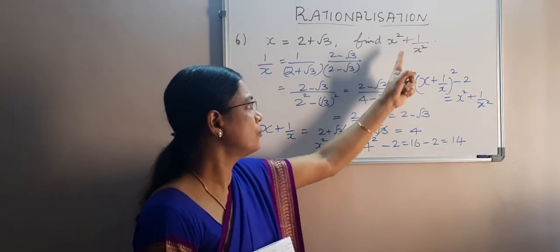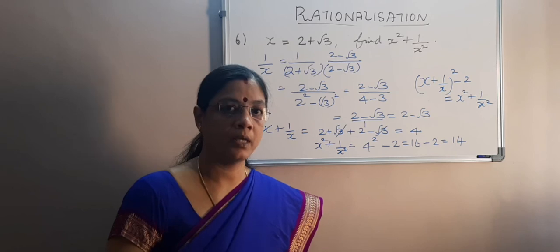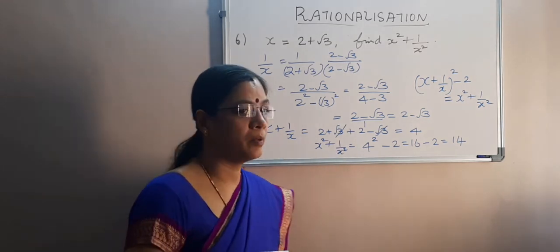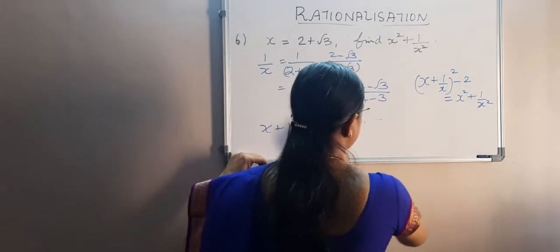Just need to correlate with the identity. I need to think about the x squared plus 1 by x squared term and where it occurs, then it will be very easy for me to solve it. Okay, so these are some of the problems.